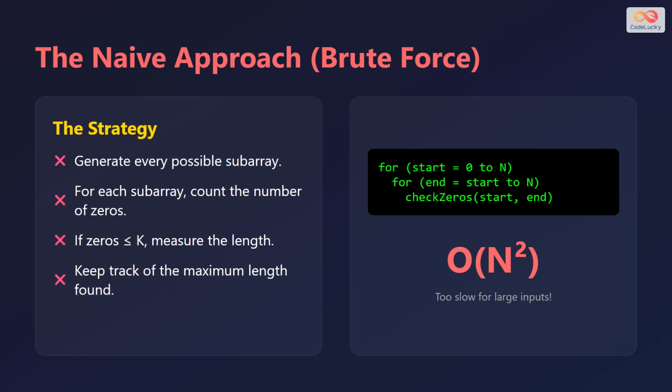A beginner might try a brute force approach. This involves checking every possible subarray, counting the zeros in each, and seeing if they are less than or equal to k. If they are, we measure the length. However, this requires nested loops, resulting in a time complexity of O of n squared. For large arrays, this will be too slow and likely result in a time limit exceeded error.